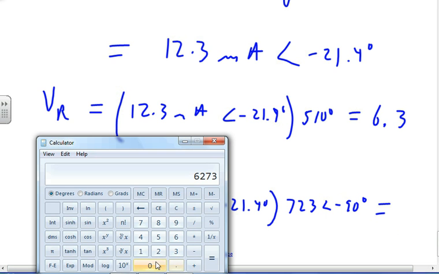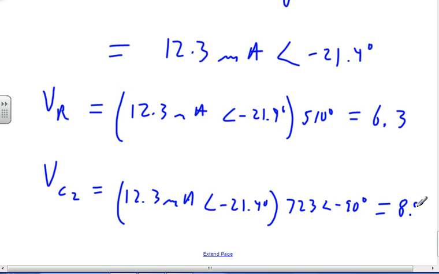Now the guy down below, 12.3 times 0.723, 8.9 volts. This is angle minus 21.4, I think. And this is angle minus 111.4. Now, at that point, we've calculated everything that can be calculated.